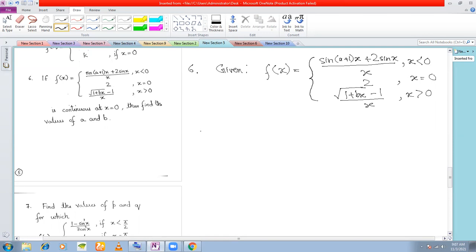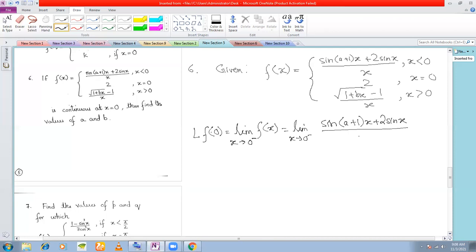We proceed exactly similarly. Let's find the left hand limit first. Left hand limit f(0) is equal to limit x tends to 0 minus. Now for values that are lesser than 0, what is the value of the function? It is sine of (a plus 1)x plus 2 sine x, divided by x. This is the value of the function.